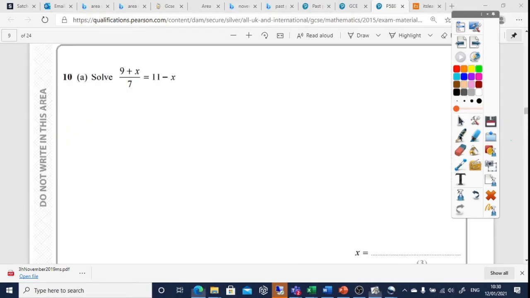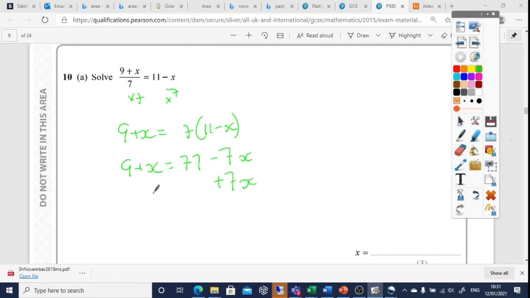Okay, so I need to solve (9 plus x) all over 7 equals 11 minus x. Now I hate fractions, I can't deal with them. So I'm going to times both sides by 7. So I've got 9 plus x equals 7 times (11 minus x). I'm going to expand my brackets to make it 77 minus 7x. So I'm going to put my numbers on one side, my letters on the other side. I'm going to add 7x because it's just a little bit nicer if I add the lowest value of x.